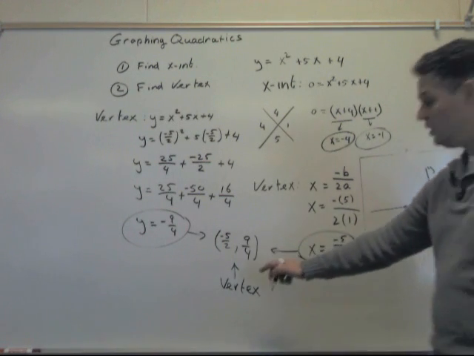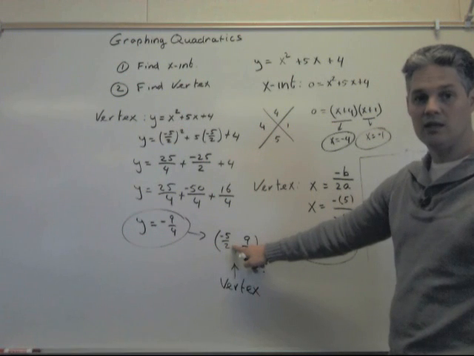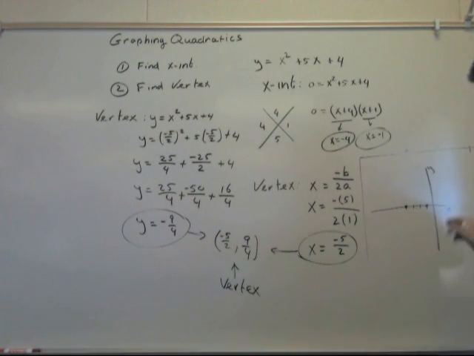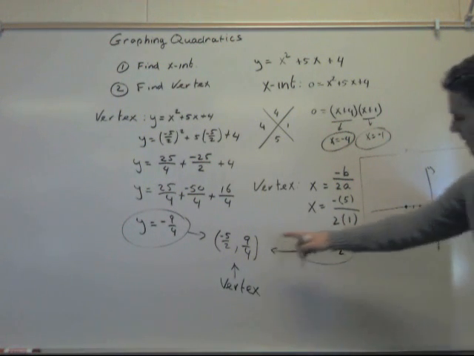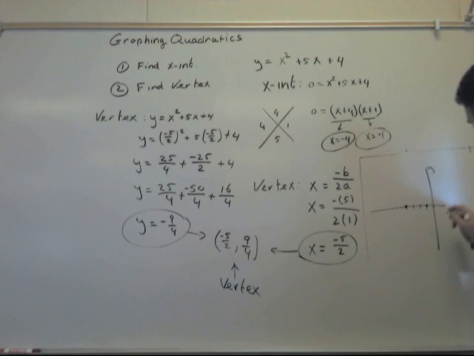Then we have a vertex that is negative 5 over 2. Well, negative 5 over 2 is negative 2.5. So negative 2.5, right about here. Then 9 over 4 is 2 1/4. So I'm going to just sketch 2, 3. So we're going to do 2.5 and then 2 1/4. So right about there is going to be the vertex.